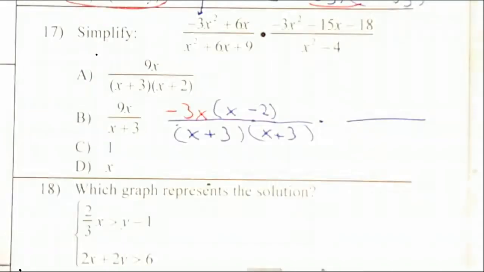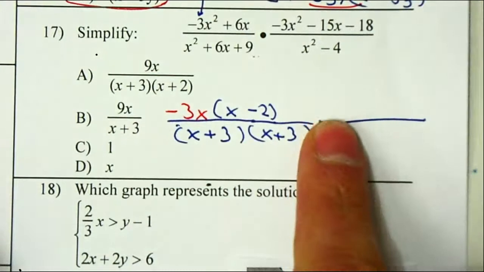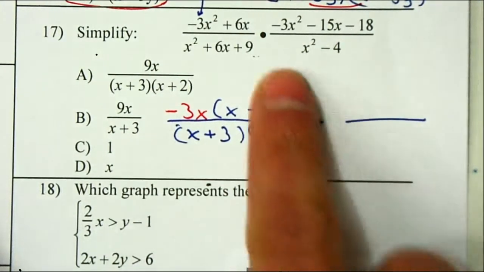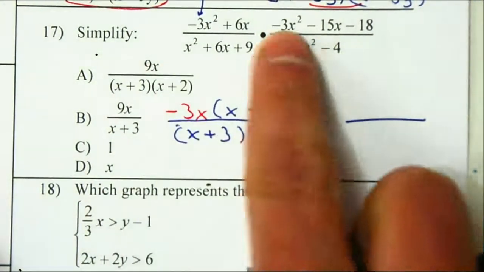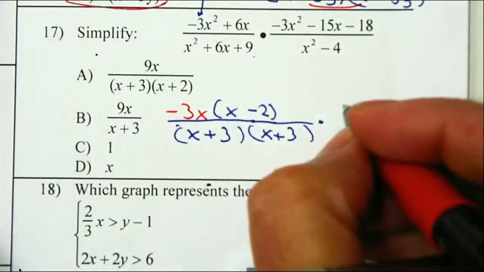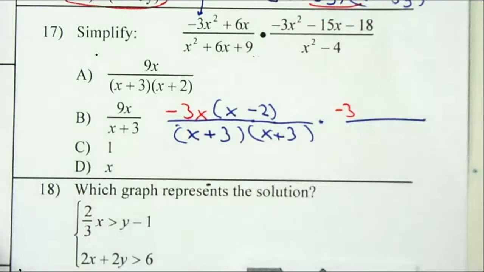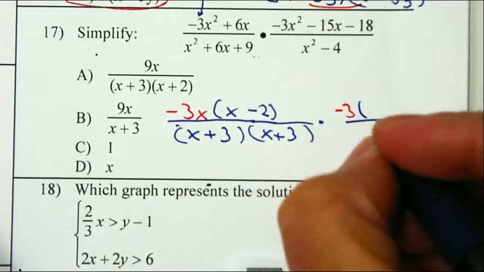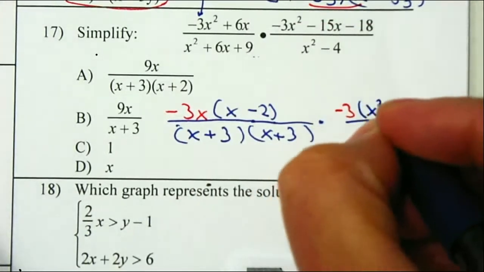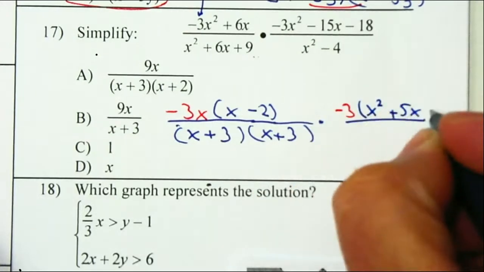Now, what can I factor from the numerator? So one number divides 3, 15, and 18. I can factor a 3. Now, I notice that there's a negative on the front as a leading coefficient, so I want to factor a negative 3. What's left behind? We have x squared plus 5x and minus 6.